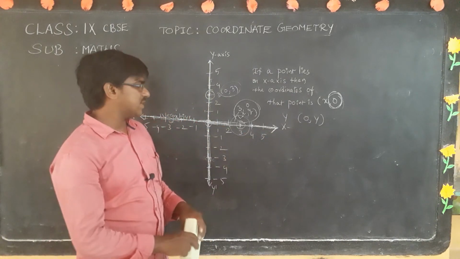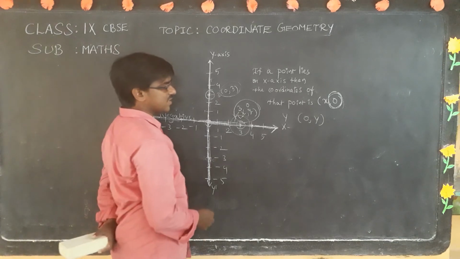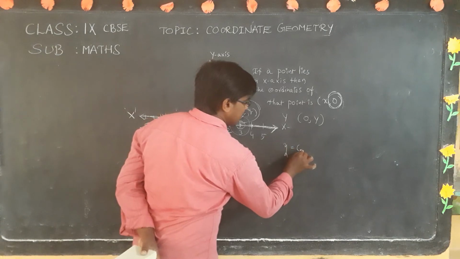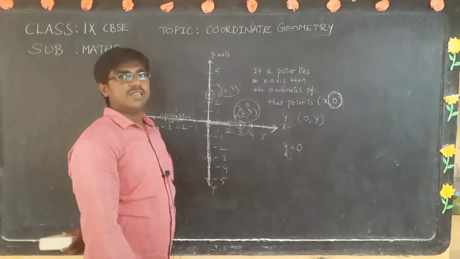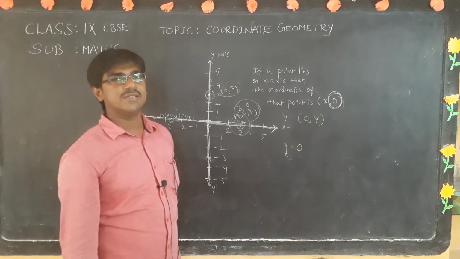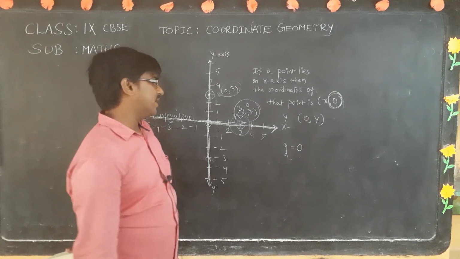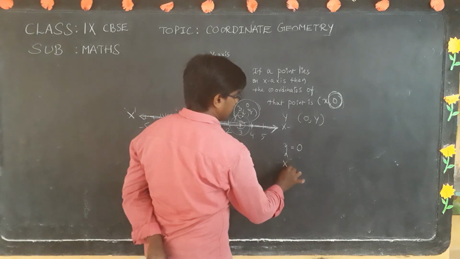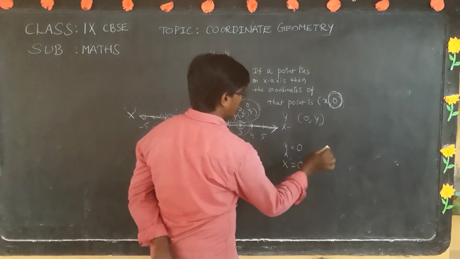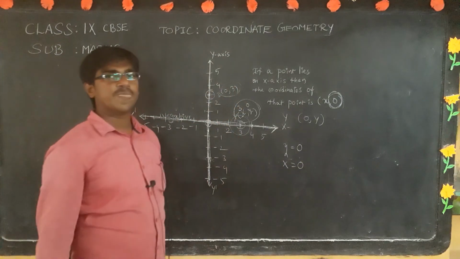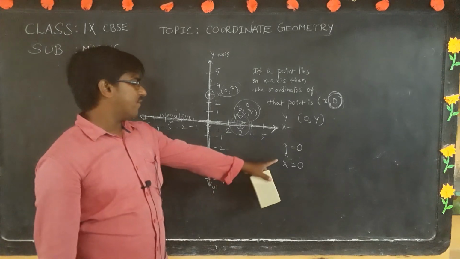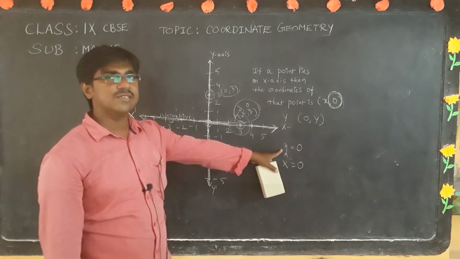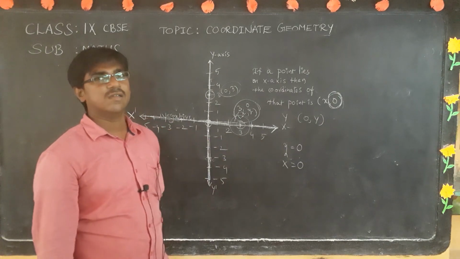So similarly we can say that the equation of the x axis is y equals 0. Next, the equation of the y axis is x equals 0. Equation of the y axis is x equals 0. Equation of the x axis is y equals 0. We can say like that.